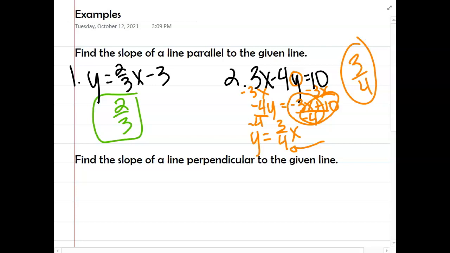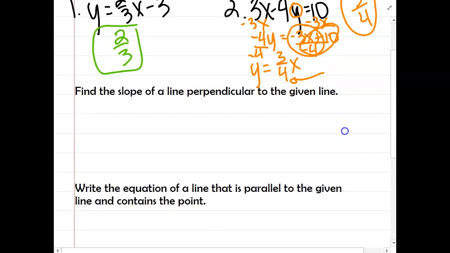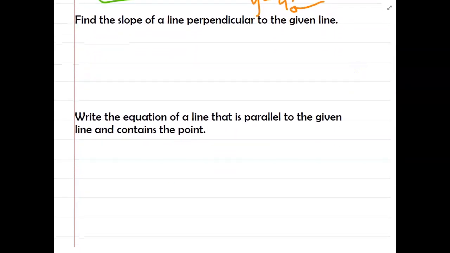3/4. Parallel lines have the same slope. Okay. Now let's talk about a line that's perpendicular to the other line. So number 3, y equals negative 6/7 x plus 5. Now it's the same idea. The only thing I need from this line is the slope. I don't care about anything else with this line. I just care about the slope. So what's the slope of this line?